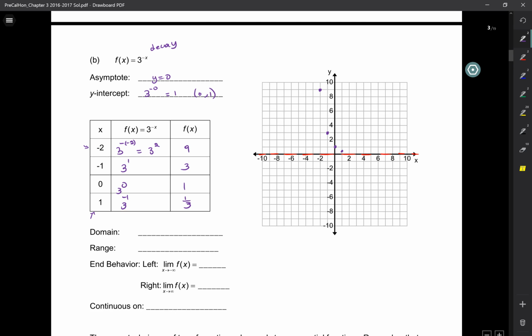And again, you have to show that on this side it's going to follow the asymptote, and here it's going to increase very, very rapidly. The domain for an exponential function is always all reals. I don't even have to think about that one. The range is still 0 to infinity. This time, as x approaches negative infinity, f of x approaches infinity. And as x approaches infinity, it's 0. There are no discontinuities, so it's continuous everywhere.